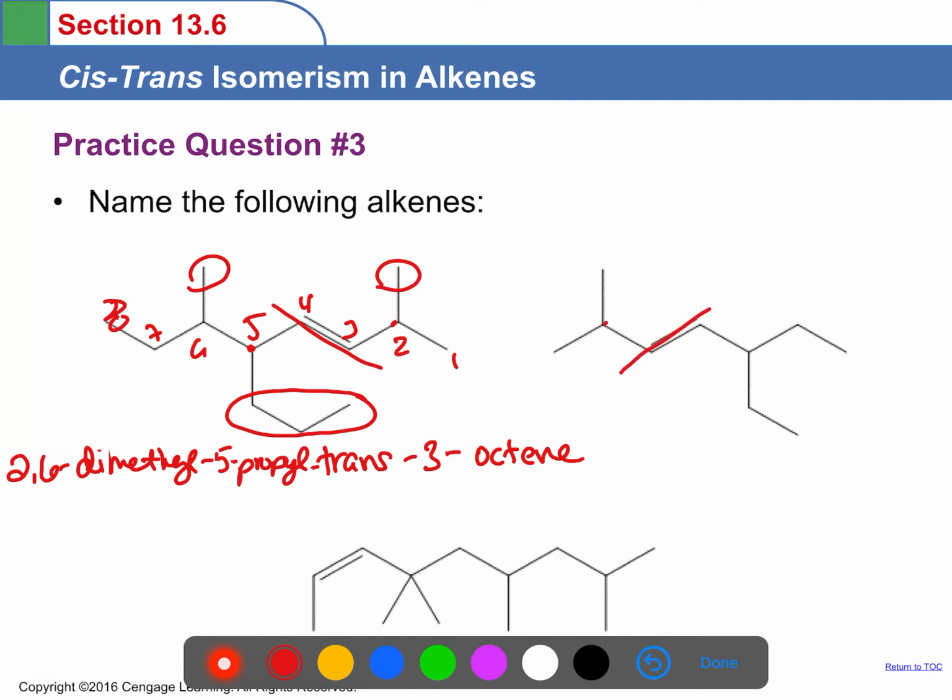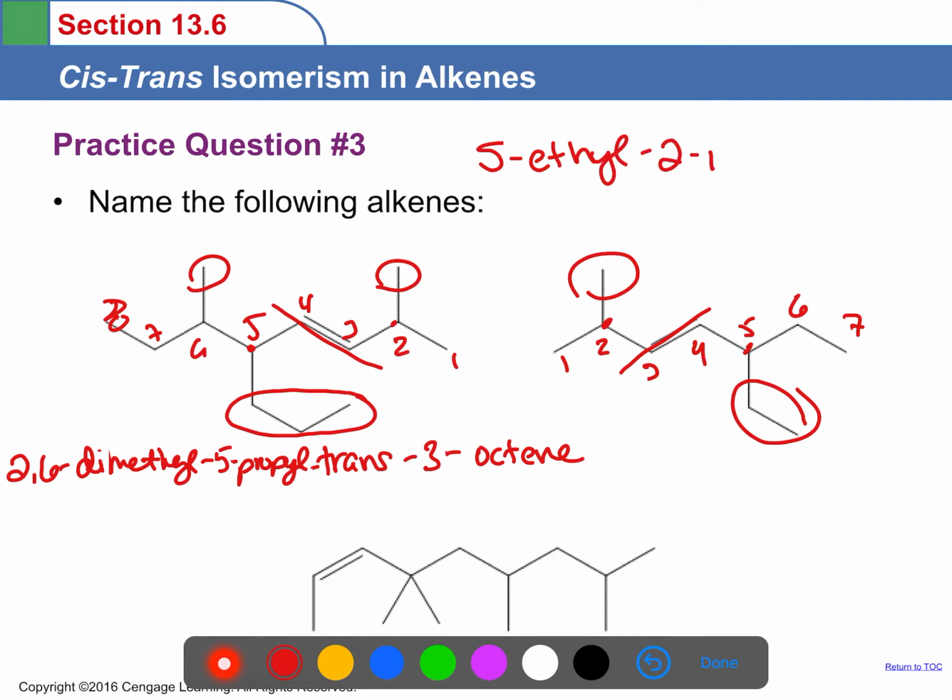Next example again is trans. This time I'm going to number from the left. I've got a methyl group on 2, ethyl group on 5. So I've got 5-ethyl, 2-methyl, trans, 3, 7 is hept, E and E for the double bond.